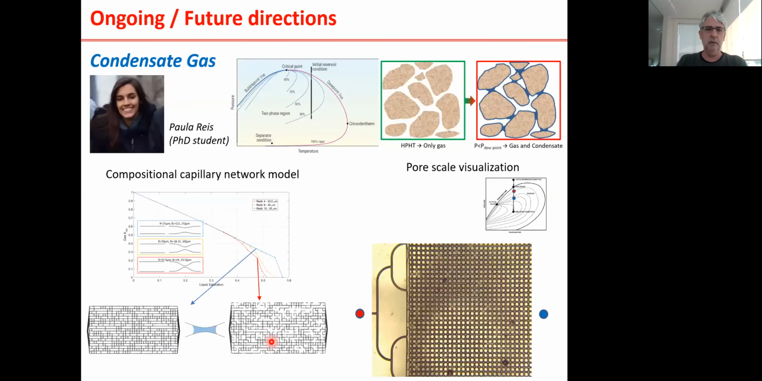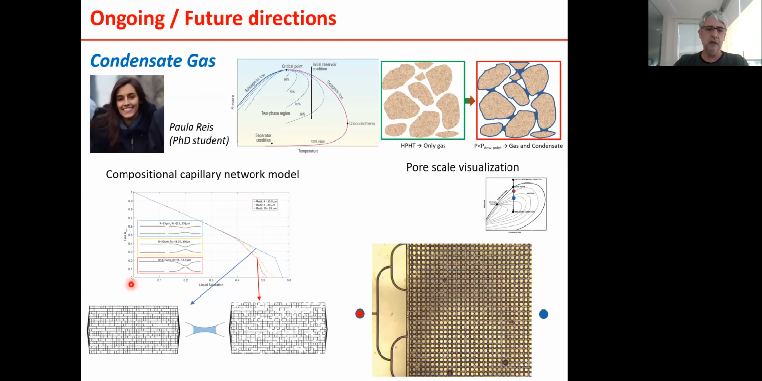So before closing this presentation, we are also conducting some work on different physics in porous space. One is the PhD thesis of Paula Hayes. She's studying condensate gas flow. So when the condensate gas is flowing through the porous media and the pressure goes below the dew point, you form a liquid phase, and that liquid phase may block the flow path of the gas, which leads to a drastic reduction of gas production. So this is a very big problem in condensate gas reservoirs and in shale gas production also.